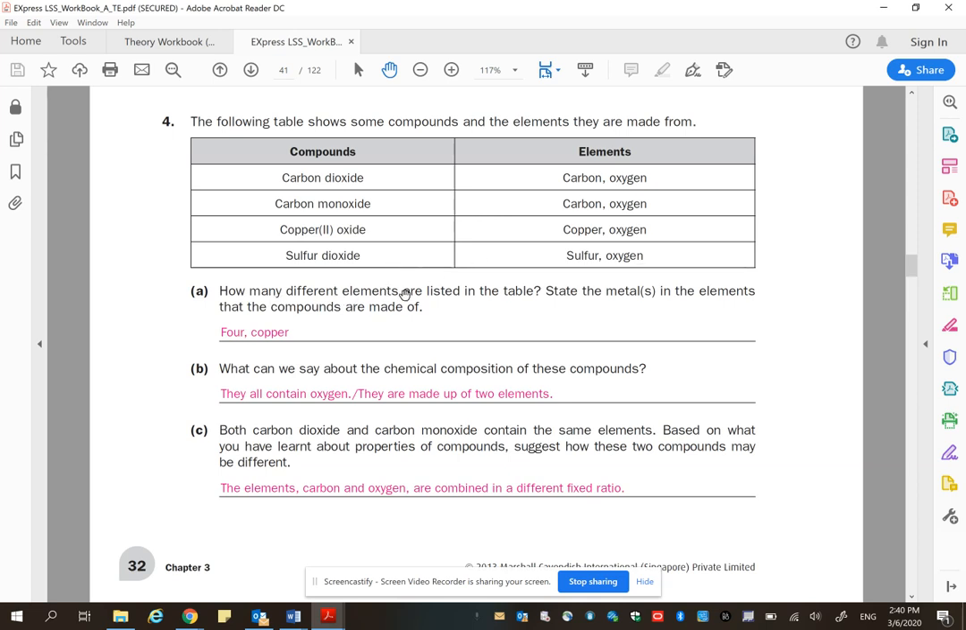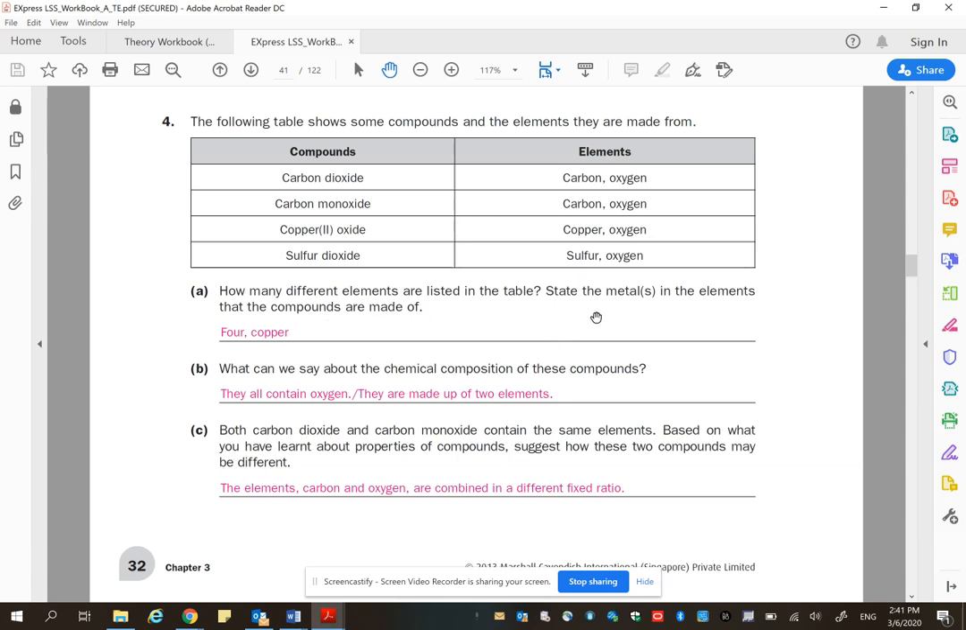Okay, how many different elements are listed in the table? Then, state the metals in the elements that the compounds are made up of. So in total, looking at the elements here, I got carbon, which is one element. Oxygen is the second element. I got copper as a third element. I got sulfur, which is a fourth element. So in total, I got four elements from this table.